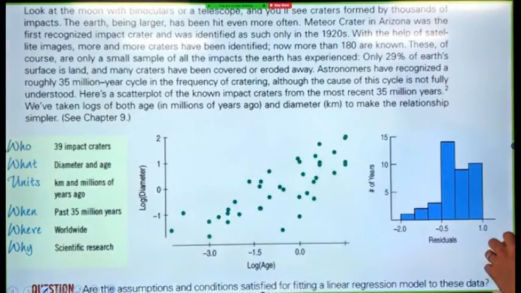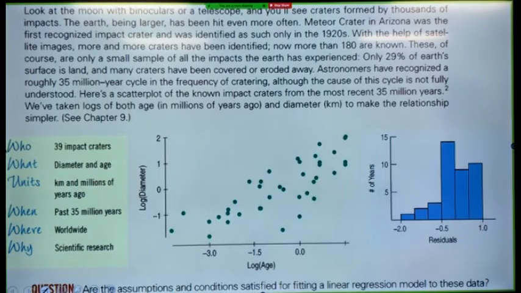It was identified as such only in the 1920s. With the help of satellite images, more craters have been identified. Now more than 180 are known. These, of course, are only a small sample of all impacts the Earth has experienced. Only 25% of the Earth's surface is land, and many craters have been covered or eroded away. Astronomers have recognized a roughly 35 million year cycle in the frequency of cratering, although the cause of this cycle is not fully understood. Here's a scatter plot of the known impact craters from the most recent 35 million years.